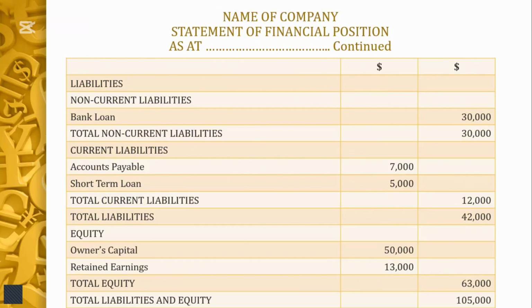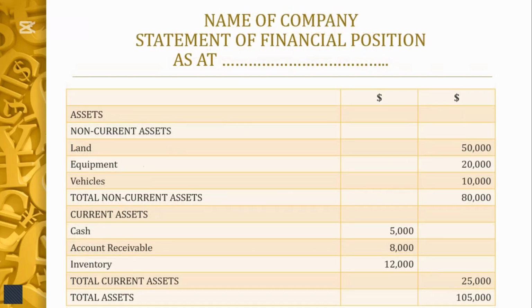Our liabilities, in this case, our non-current liability of 30,000, added to our current liabilities of 7,000 for accounts payable and our short-term loan of 5,000, which added up to 12,000, gives us our total liabilities of 42,000. When we add that now to our owner's equity of 50,000 for the capital and also 13,000 for retained earnings, giving us 63,000, we will arrive at the same 105,000 that we would have gotten for our total assets before.